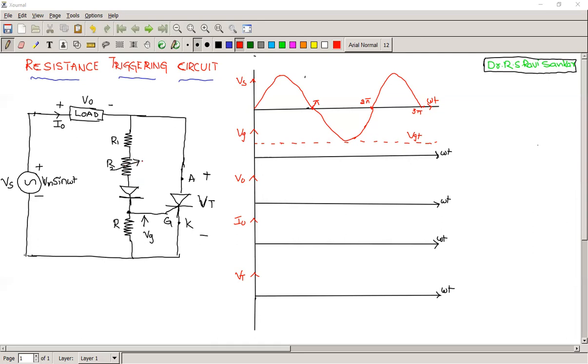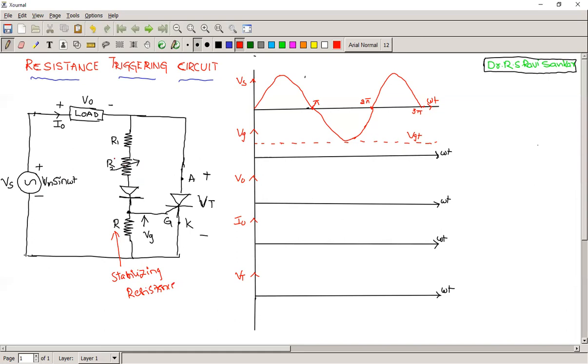Here R2 is a variable resistance, whereas R is a stabilizing resistance. R2 is the variable resistance.